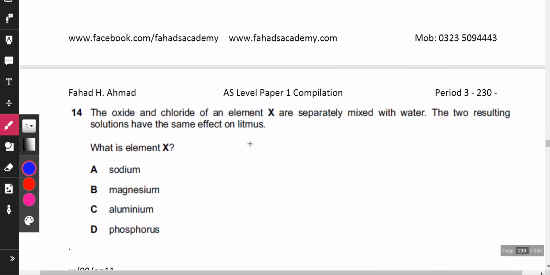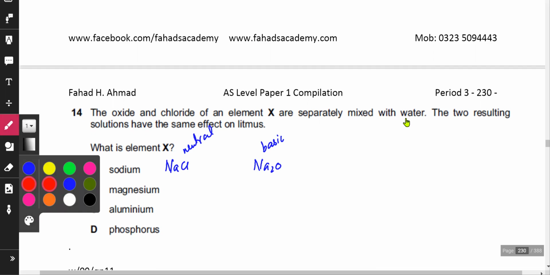The next one is: the oxide and chloride of an element X are separately mixed with water. The two resulting solutions will have the same effect on litmus paper. So let's talk about sodium first. NaCl and its oxide. Now the oxide is basic. NaCl is neutral, so it's not going to have the same effect on litmus solution. So basic oxide would actually turn it blue.